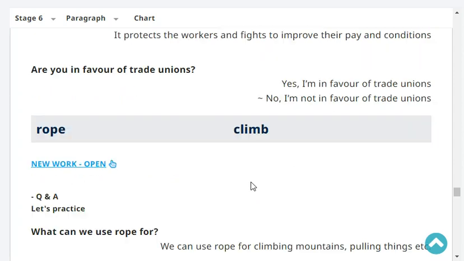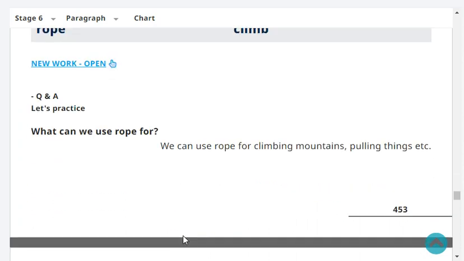Are you in favor of trade unions? Yes or no? No, I'm not in favor of trade unions. Very good.